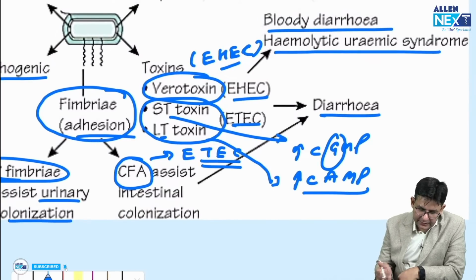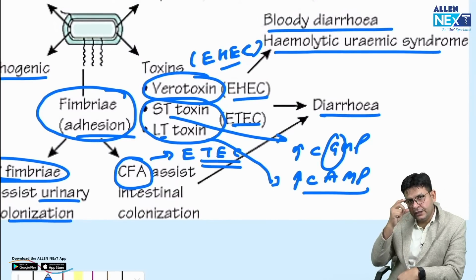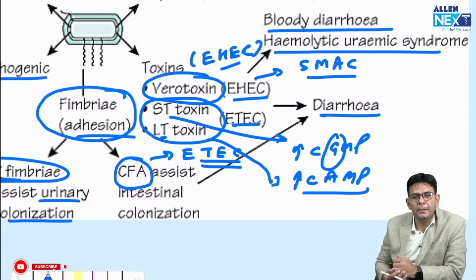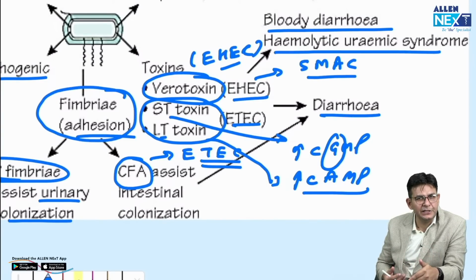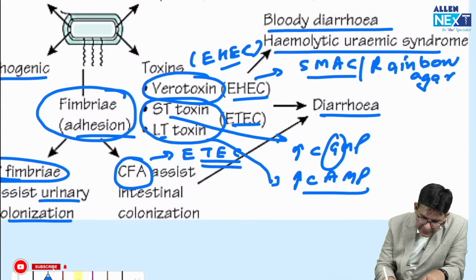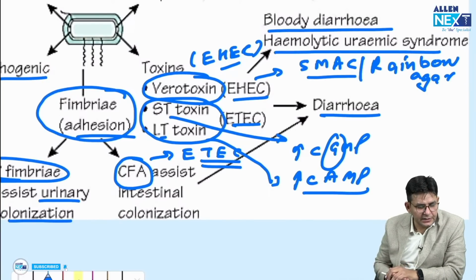Besides that, what is the culture media? The culture media for this particular one is SMAC. And what is SMAC? Sorbitol MacConkey agar. Okay, sorbitol MacConkey agar is the culture media. This was asked in NEET PG this time. And the next question might be which other media is used? The answer is rainbow agar. So SMAC and the rainbow agar, that is there in this particular one, which you need to know.